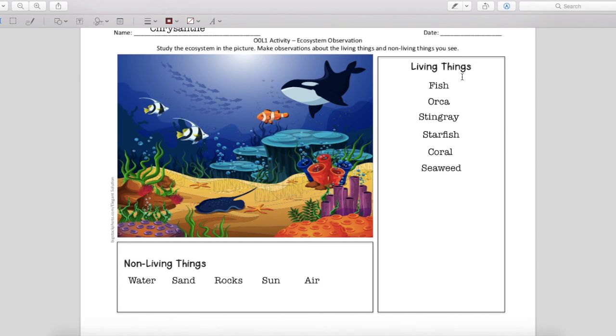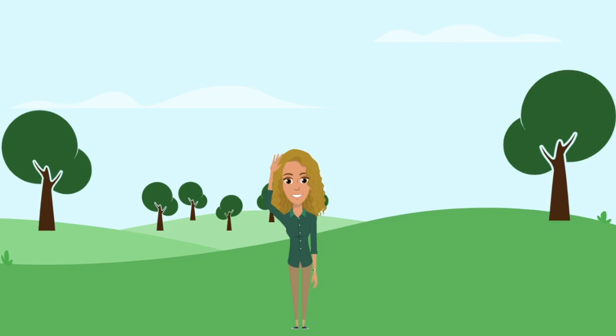Over here we have our list of living things and our list of non-living things. We sure learned a lot about ecosystems. I hope you enjoyed this Happy Habitats California lesson, and I can't wait to keep learning with you.